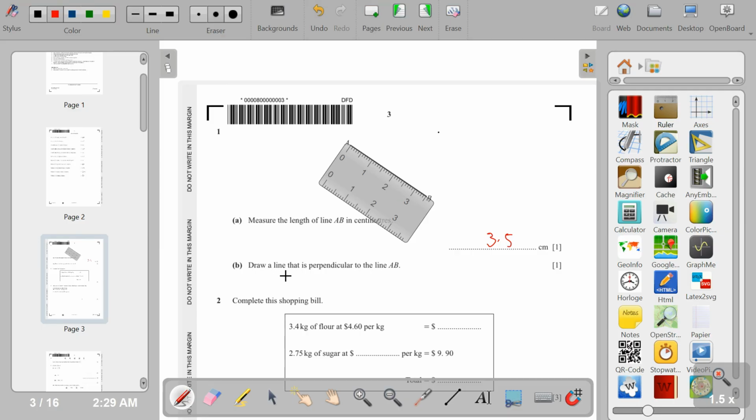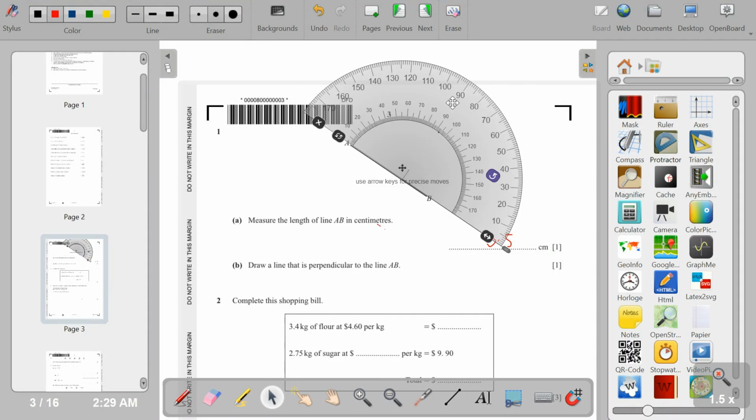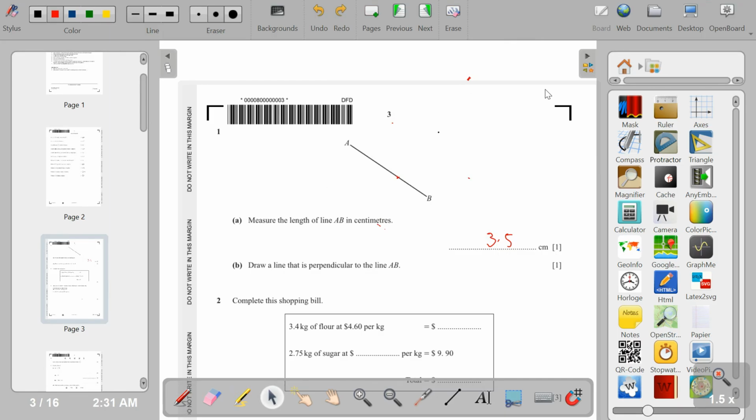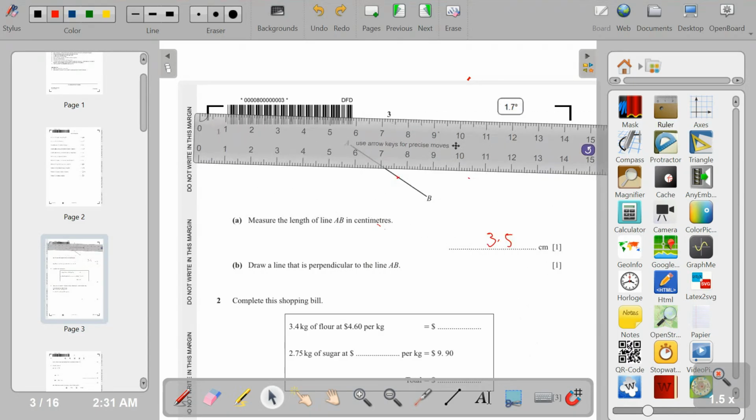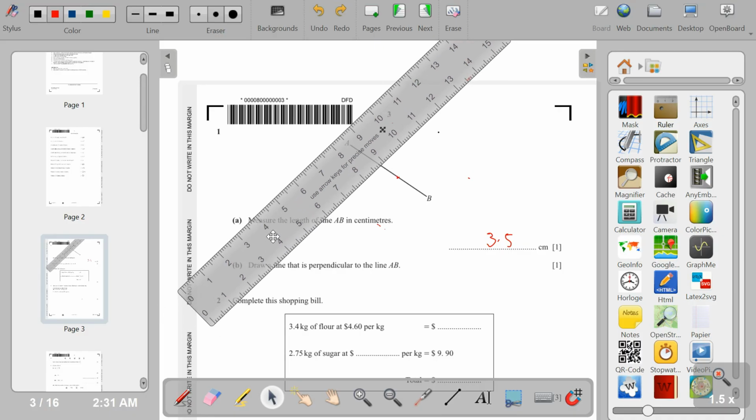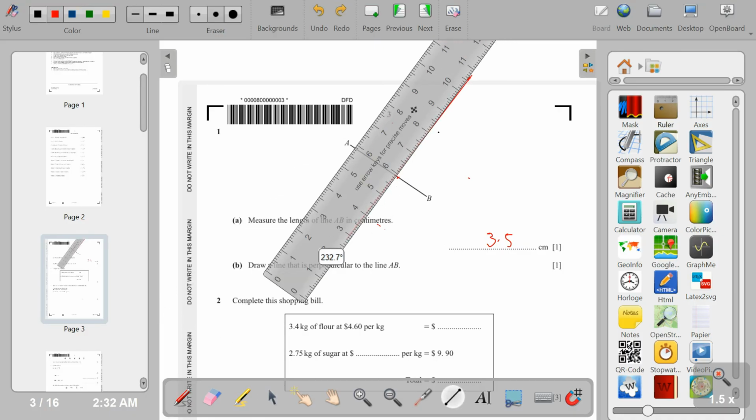Part B, draw a line that is perpendicular to the line AB. To draw a line perpendicular to AB, we need the protractor and we need to draw a line at 90. So first I mark a point here, and this one is 90. Joining this point with this, we will have the perpendicular line. In this way, you can draw a line perpendicular to the line AB.